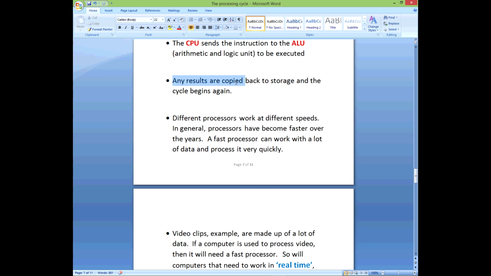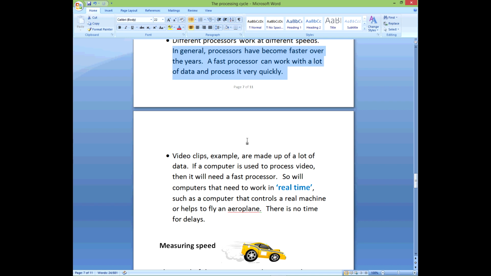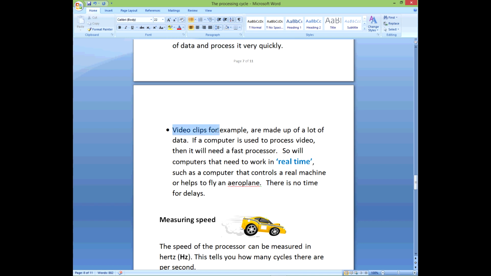So any results are copied back to storage and the cycle begins again. Different processors work at different speeds, which makes sense because not every animal runs the same. All people don't run at the same speed. In general, processors have become faster over the years. A fast processor can work with a lot of data and process it very quickly. Video clips, for example, are made up of a lot of data. If a computer is used to process video, then it will need a fast processor.